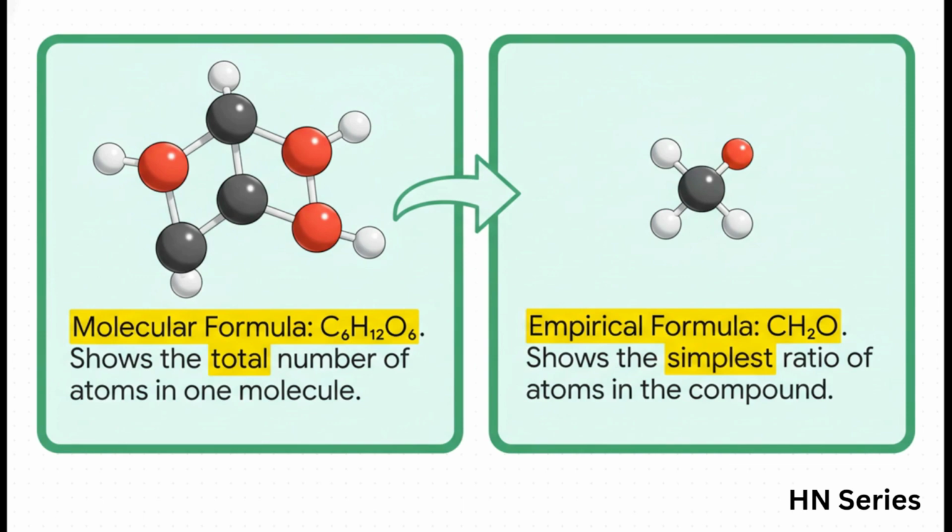But sometimes, scientists just need the simplest ratio. That's where the empirical formula comes in. For glucose, you can divide all those numbers by 6, which gives you CH2O. So think of it this way. The molecular formula is the detailed, exact recipe, while the empirical formula just tells you the ratio of ingredients. Both are useful, just for different things.